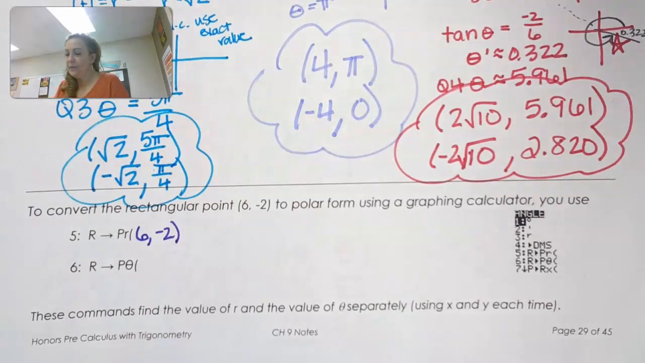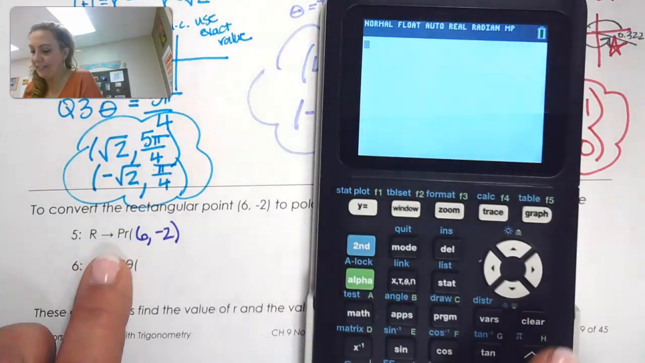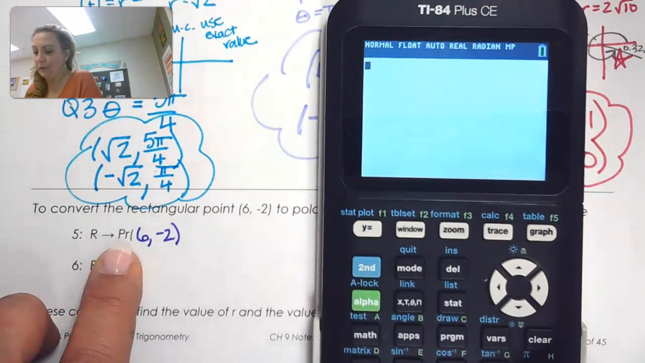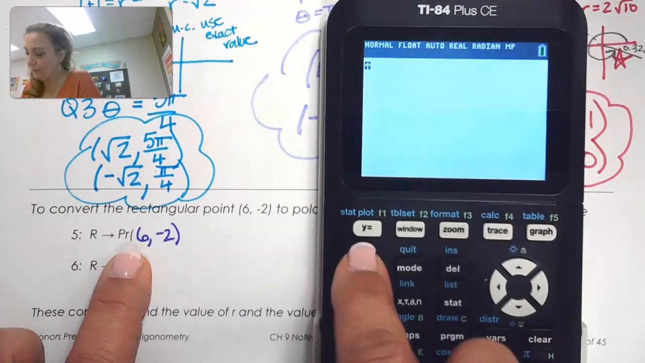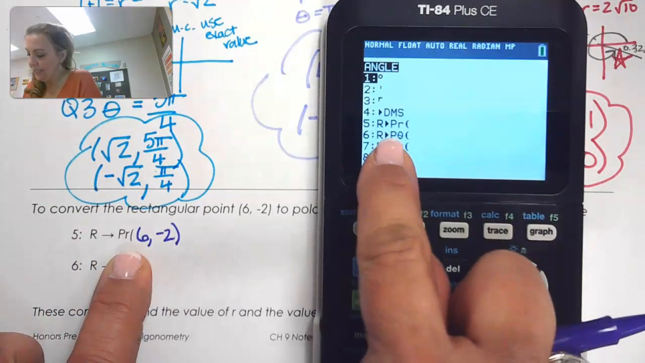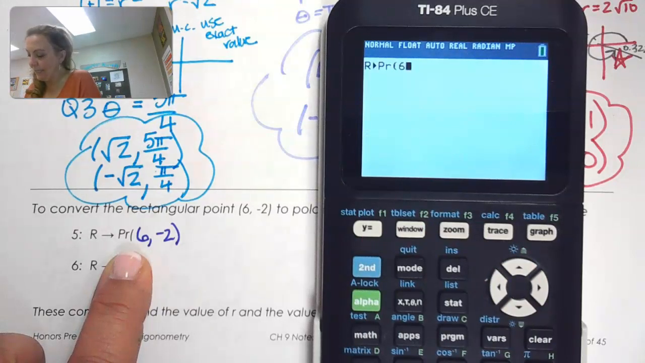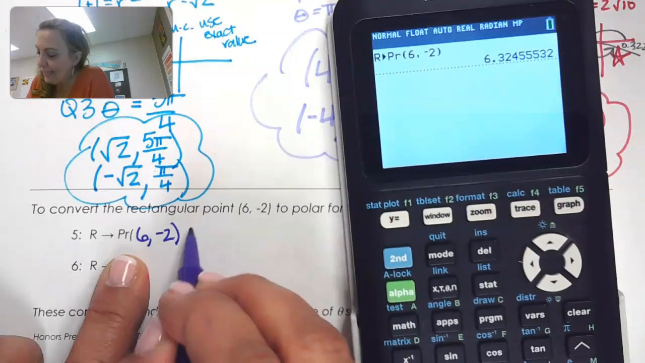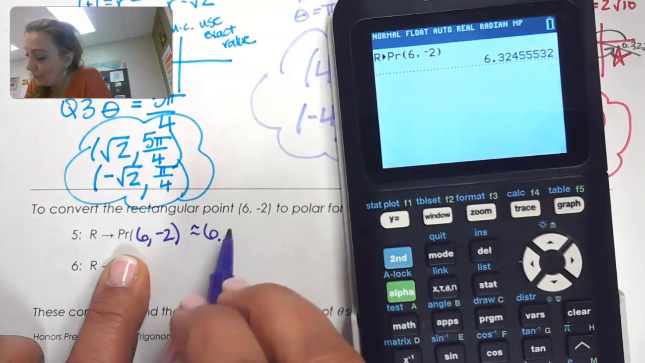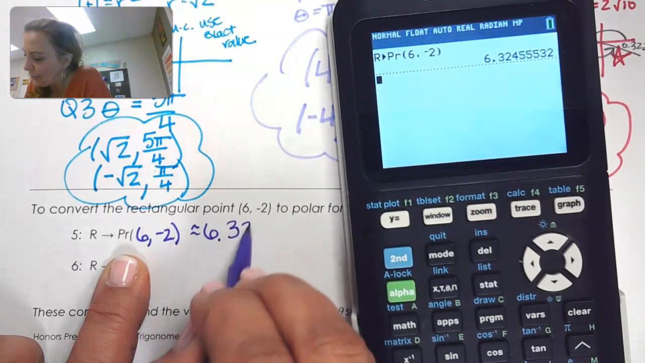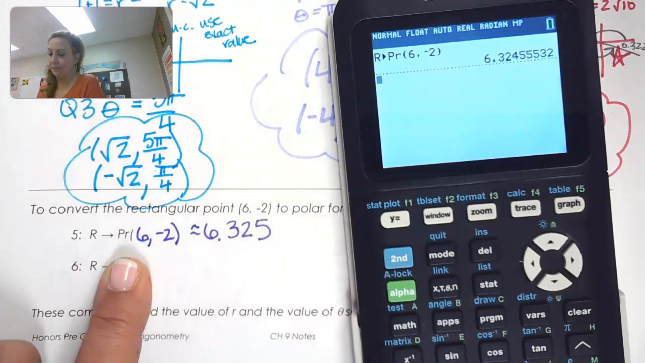Okay. So this is saying, all right, I have this in rectangular form, give me polar form, give me the r value. So I'm going to go second apps, and then number 5, I'm going to hit 6, comma -2, and that tells me that that's going to be about 6.325-ish.